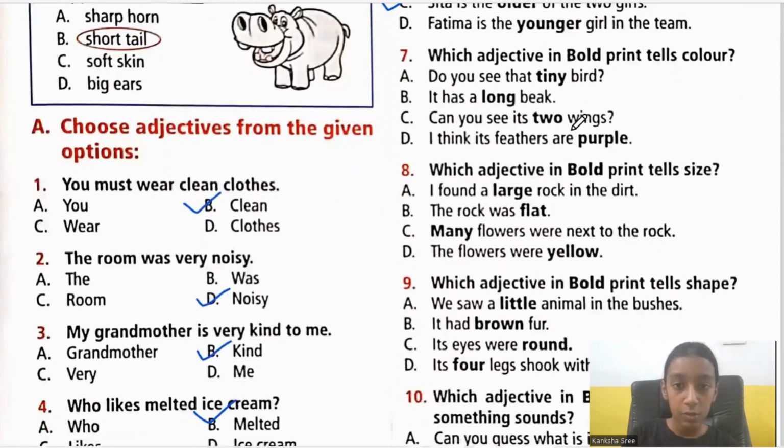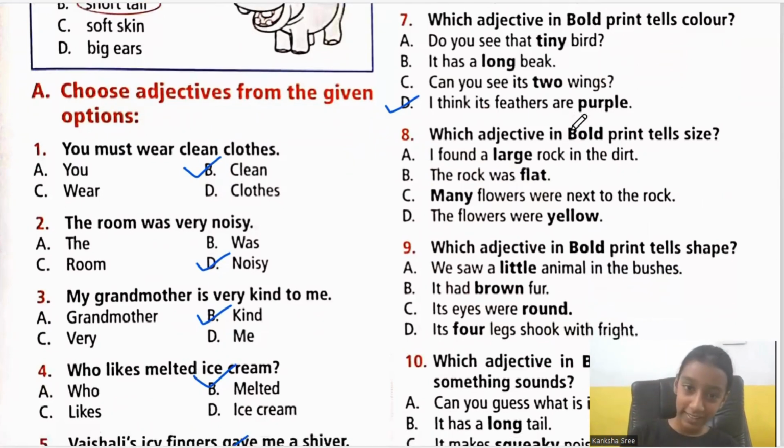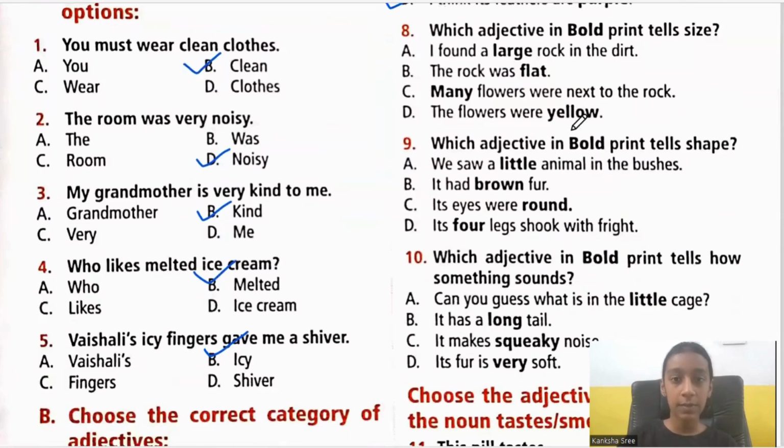Next. Which adjective in bold print tells color? So here we need to choose which option tells color. Is it A, B, option C, or D? Yes, it is option D. That is, I think its feathers are purple, because purple is a color. Next, which adjective in bold print tells size? I found a large rock in the dirt. The rock was flat. Many flowers were next to the rock. The flowers were yellow. It is option A. I found a large rock in the dirt.